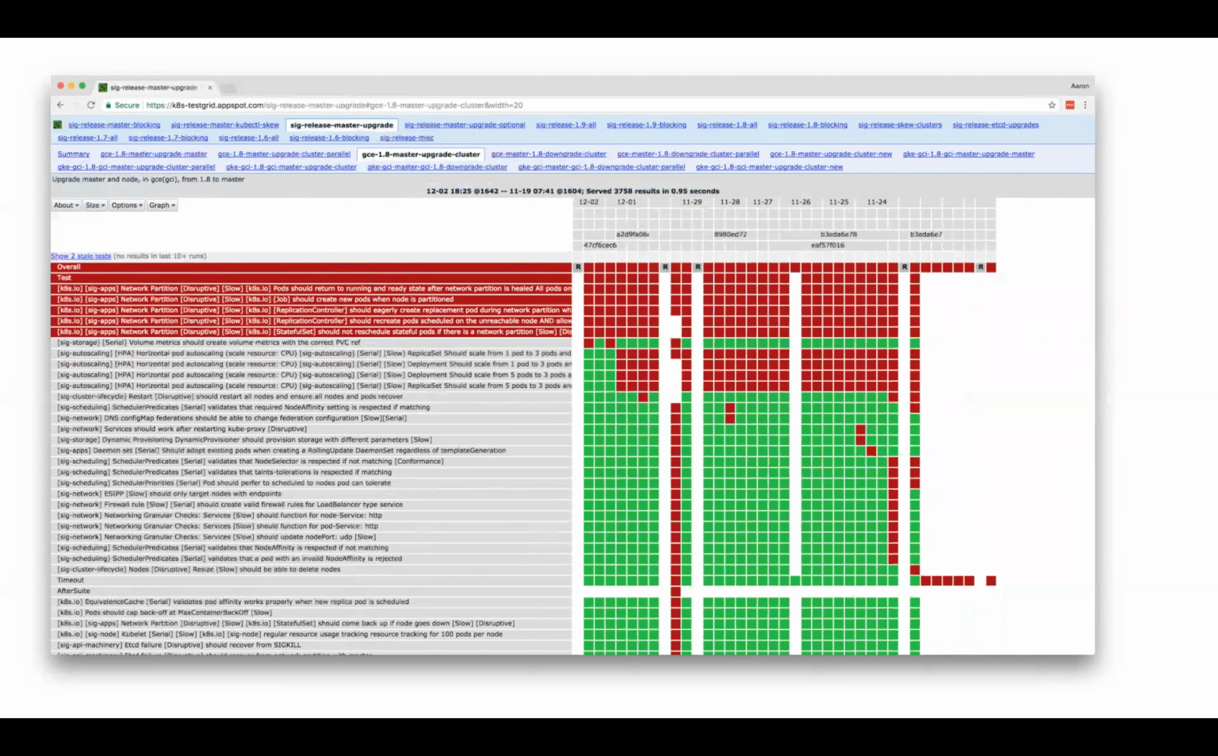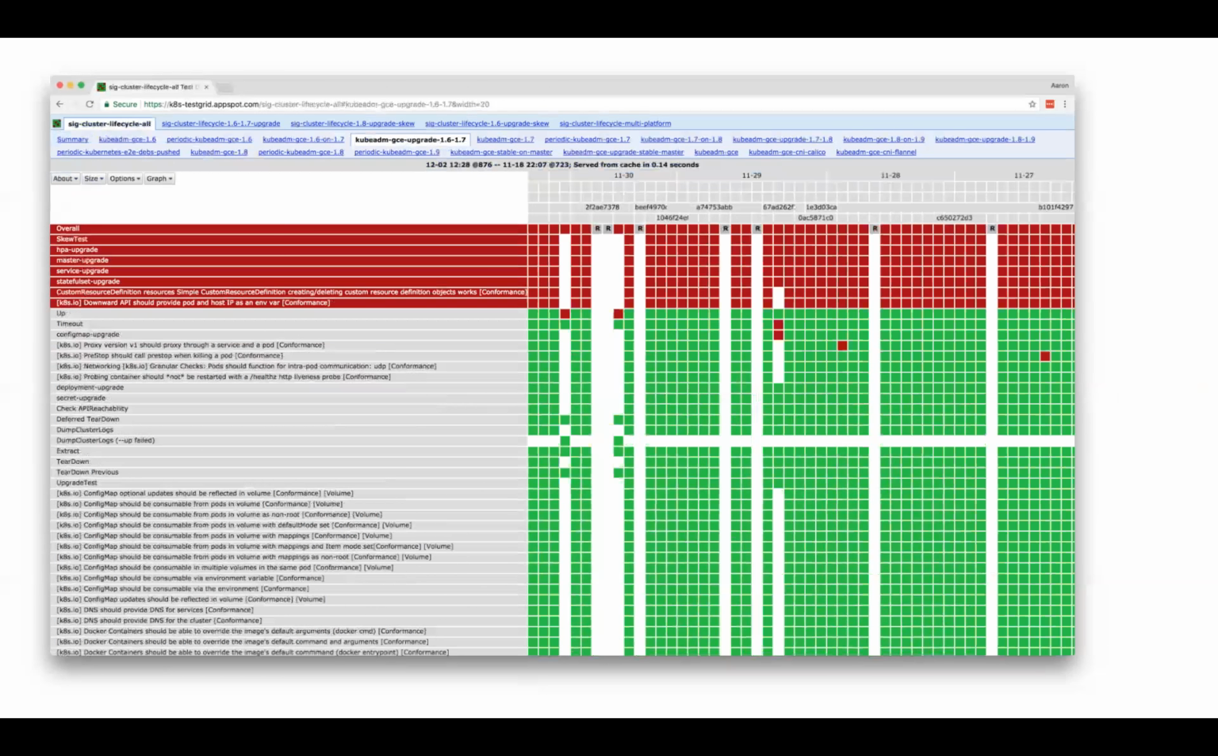Here's an example of a release blocking job. This was one of the upgrade jobs where the cluster was actually upgrading, but none of the disruptive network partition tests owned by SIG Apps were passing in any meaningful way. And here's an example of kubeadm also failing similarly, right? These sorts of things, I'm trying to figure out how do we incentivize people to fix their tests? Is it a question of them not knowing that these tests are failing? Is it a question of the tests not being possible to debug or reproduce?